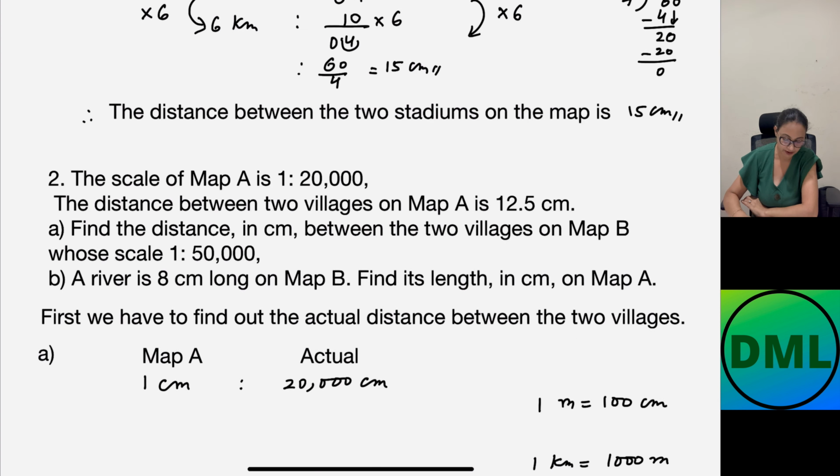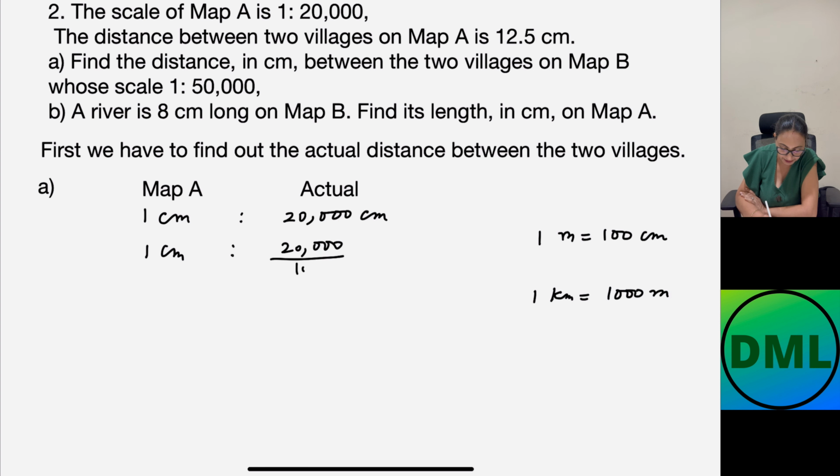Let's divide it here. 1 centimeter is to 20,000 divided by 100 meter. Two zeros will get cancelled from here. 1 centimeter is to 200 meters. We know that 1 kilometer is equal to 1000 meters. I'm going from smaller unit to bigger unit. I need to divide it with 1000. Let's divide it here. 1 centimeter is to 200 over 1000 kilometer. Two zeros got cancelled from here. That will be equal to 1 centimeter is to 2 over 10 kilometer.